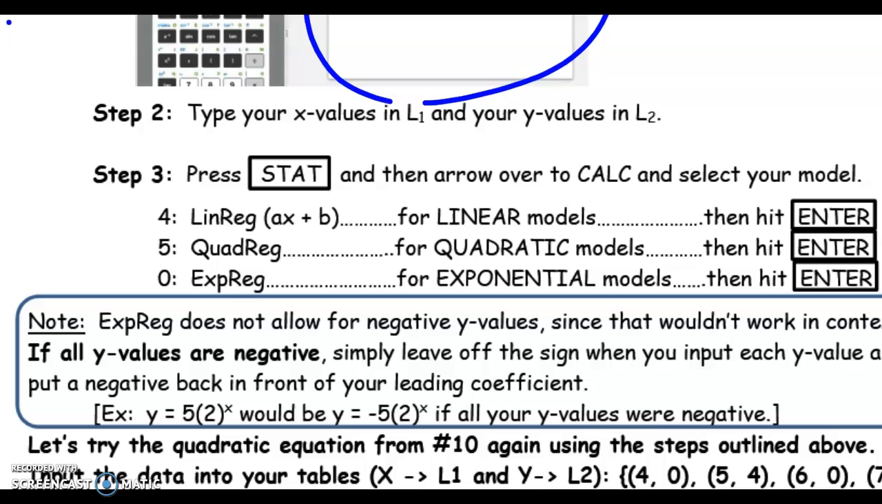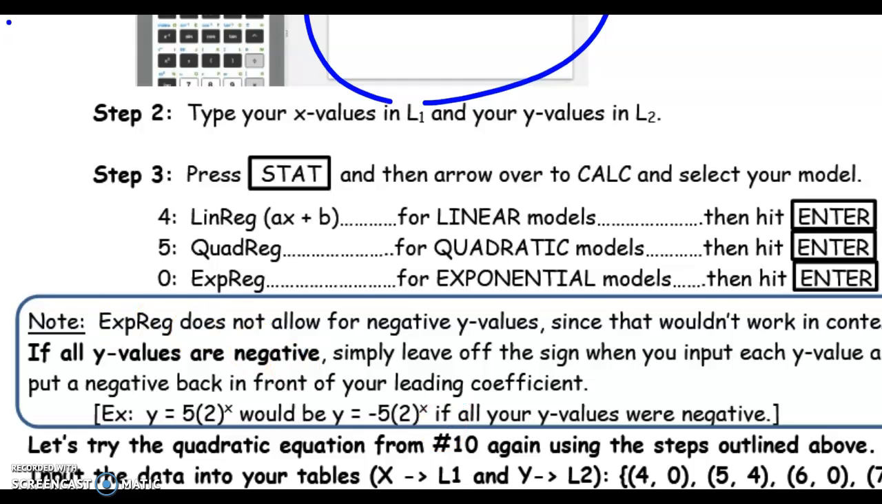And keep in mind that for your final answer, you'll need to put a negative after the y equals. So taking a look here at my example, if all y's are negative and the calculator told you to write y equals 5 times 2 to the x, it would really be y equals negative 5 times 2 to the x. I don't think that's going to happen very often, but just in case it did, I wanted to let you know.